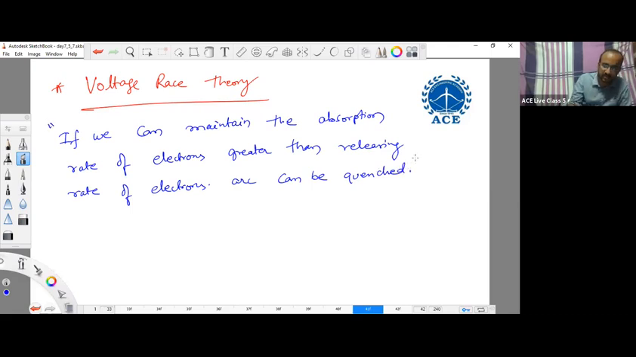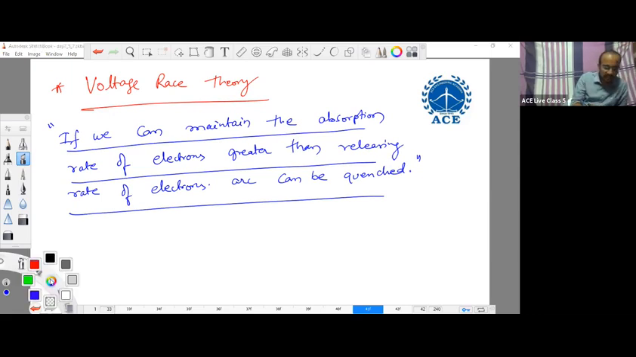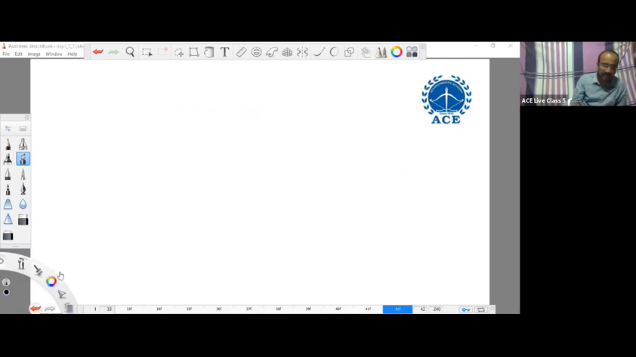So this is according to which theory? Voltage race theory. According to this voltage race theory, if you can maintain the absorption rate of electrons greater than the releasing rate of electrons, the arc can be quenched. So how can we get this? That we will observe. Or what are the other conditions that this voltage race theory says? Now let us observe here.